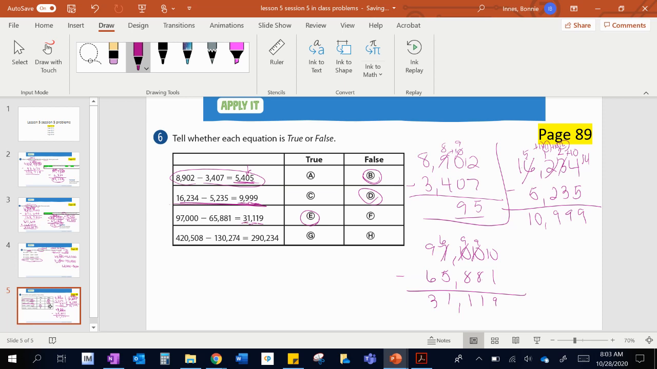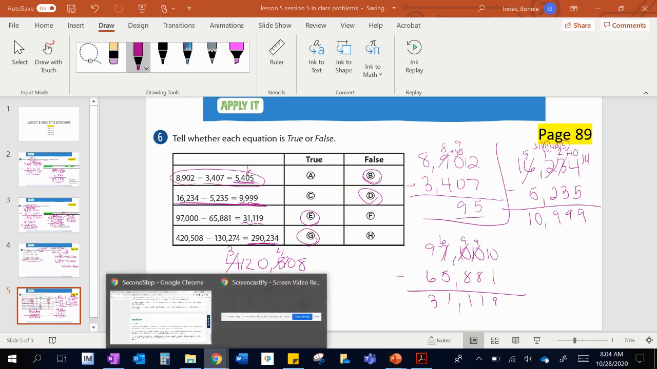All right, that last problem. These you just have to work through every problem. Minus 130,274. 8 minus 4 is 4. 0 minus 7 can't do. Cross that out. That becomes a 4. This becomes 10. 10 minus 7 is 3. 4 minus 2 is 2. 0 minus 0 is 0. 2 minus 3 can't do. Cross that out. Becomes a 3. And that becomes 12. 12 minus 3, 12, 11, 10, 9. 3 minus 1 is 2. I should see 290,234. That's true. All right, and that completes the problems that we worked on today. Thanks for watching.